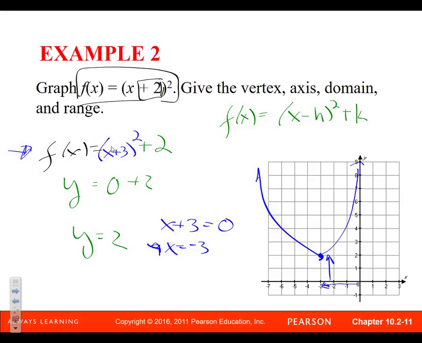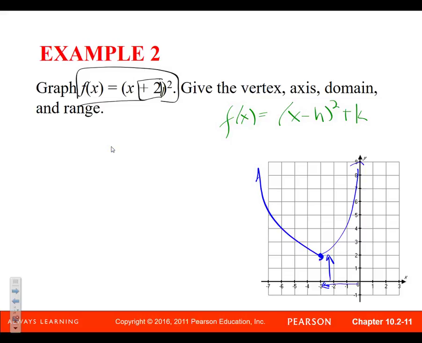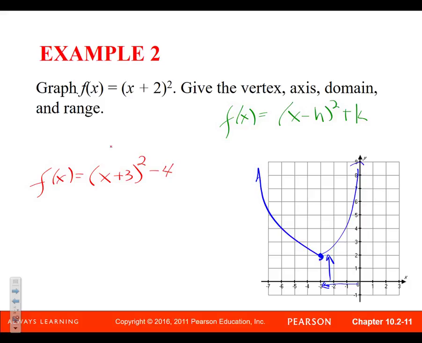Anybody have questions? Alright, so here's what I want you to do then. If there are no questions, I want you to make a rough sketch of what this function will look like. f of x is equal to x plus 3 squared minus 4. Sketch it. And I'm going to pick somebody to come up and sketch your graph up here on this bad boy.